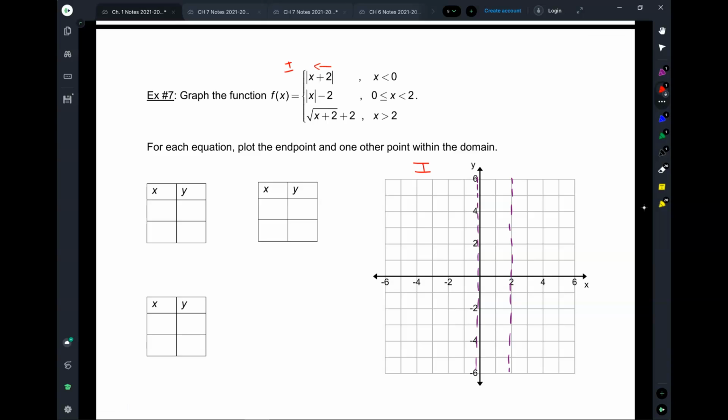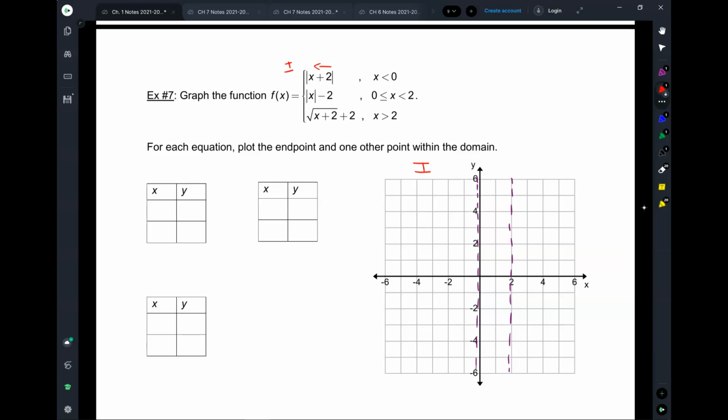So if there were no partitions, if this was not a piecewise function, if this was the only thing we were graphing, I need to be able to visualize how it looks. It would have looked like this, right? Don't draw it just yet. It would have looked like that. Once you visualize that, you'll know how to do your points and how you should make it look.